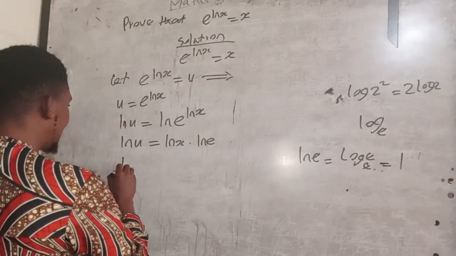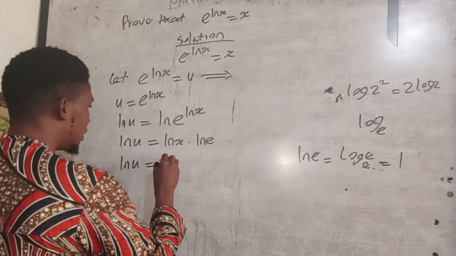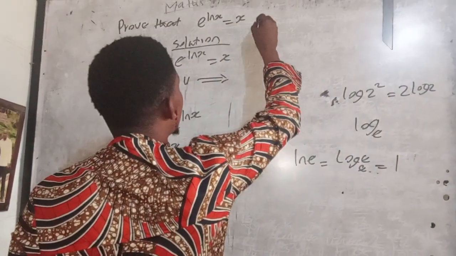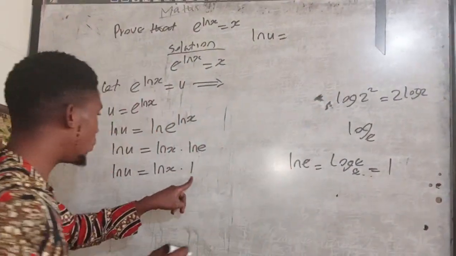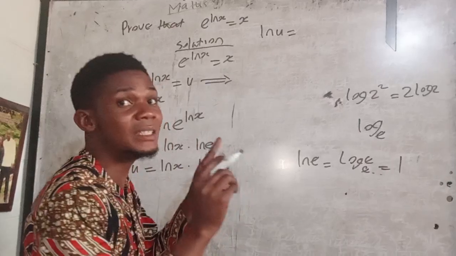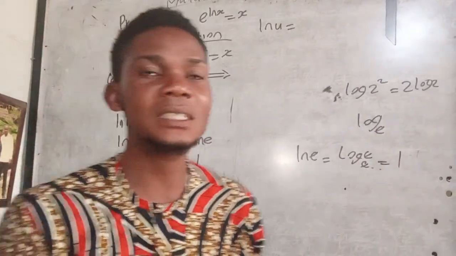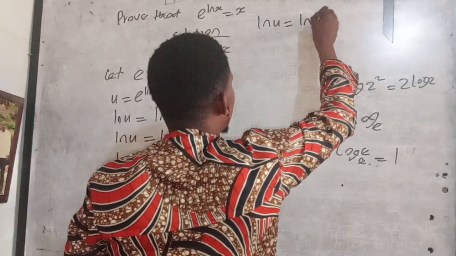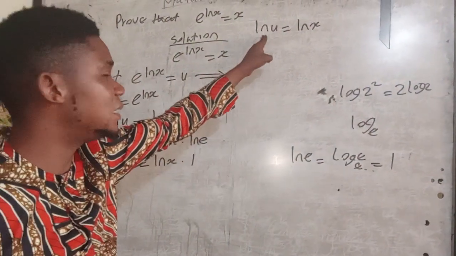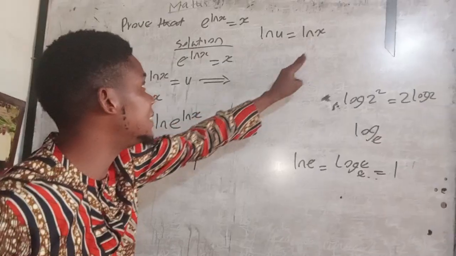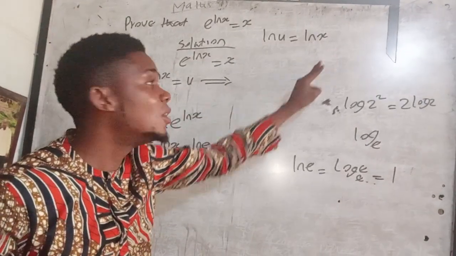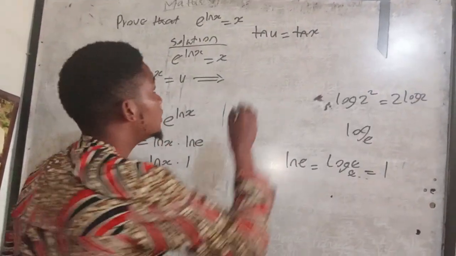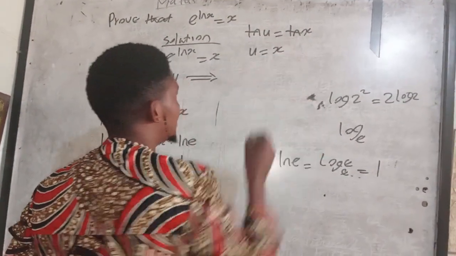Now we say that ln u will give us ln x dot 1. This gives 1 times ln x, which is 1 ln x, which can still be written as ln x. So this will give us ln x. Now if you look at this, they are identical. ln will cancel ln. We now have that our u is equal to x.